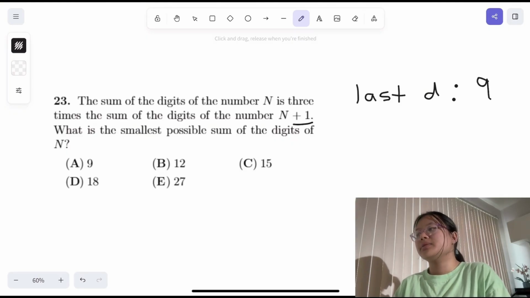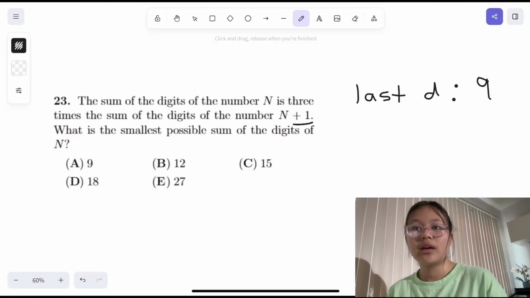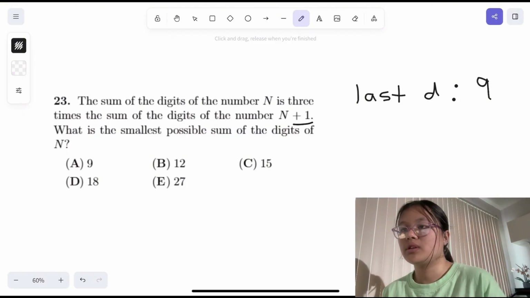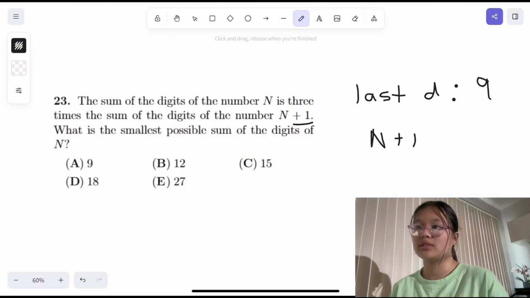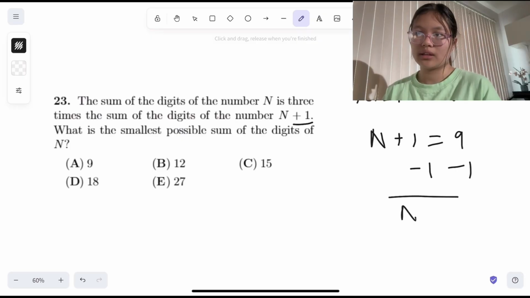So in that case, the sum of the digits of the number n plus 1 will decrease by 8, because how we get 8 is we do n plus 1 equals the last digit, which is 9, minus 1 on both sides, and then n equals 8.